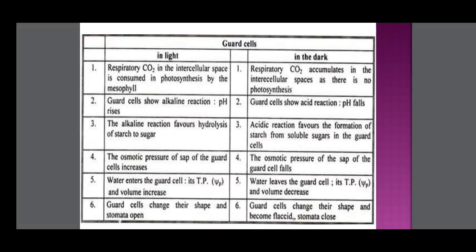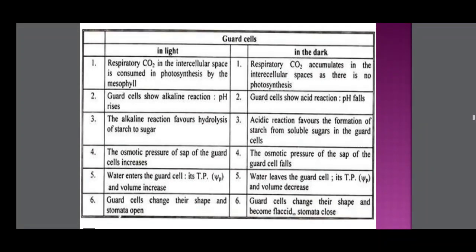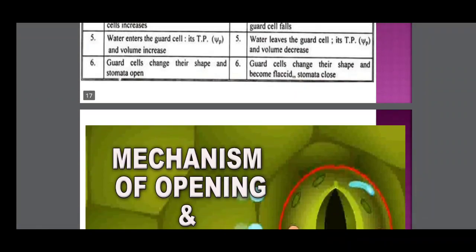The osmotic pressure of the sap of the guard cell increases in the light and falls in the dark. Water enters the guard cells, and the turgor pressure and volume increase in the light. Water leaves the guard cells, and turgor pressure and volume decrease. Guard cells change their shape and the stomata open. Guard cells change their shape and become flaccid, and the stomata close. These are the reactions in the light and in the dark, six mechanisms to open in the light phase and six mechanisms to close in the dark phase.